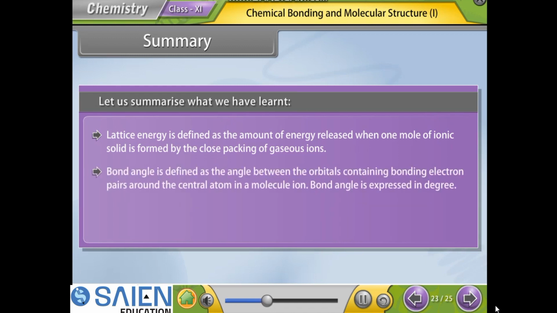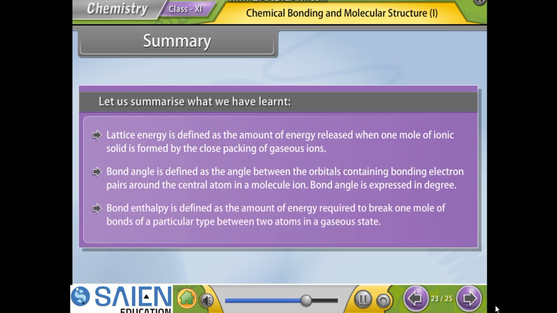Bond angle is defined as the angle between the orbitals containing bonding electron pairs around the central atom in a molecule ion. Bond angle is expressed in degree. Bond enthalpy is defined as the amount of energy required to break 1 mole of bonds of a particular type between 2 atoms in a gaseous state.